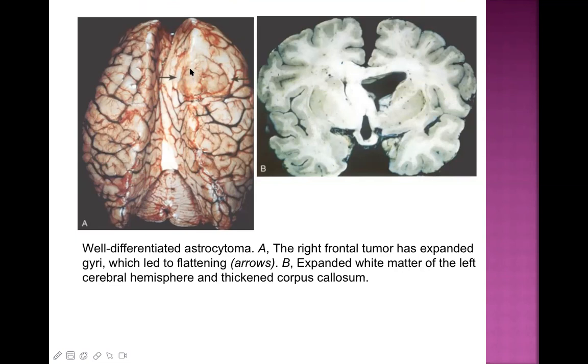Now look at this picture. There is a huge rounded mass, and this is a tumor. This tumor is causing deformity in that area of the brain, and this area is expanded. Okay, so gyri are elevated and sulci are flat. This is a real pathological specimen showing expanded white matter and a very thick corpus callosum. This is a thick corpus callosum.